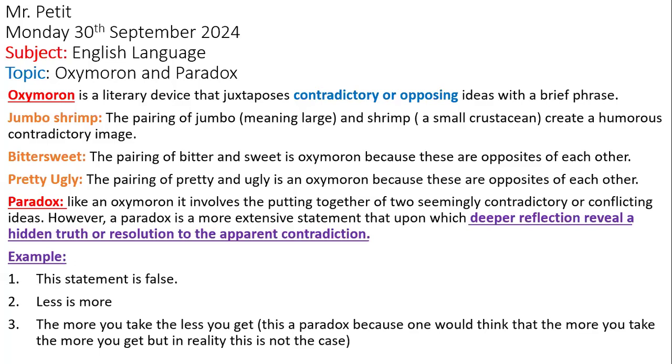Oh, I have one. What about the cycle ends here? The cycle ends here. Yeah, that's paradoxical. What about what happens in the dark will always come to light? That's not a paradox. Mr. Petit.